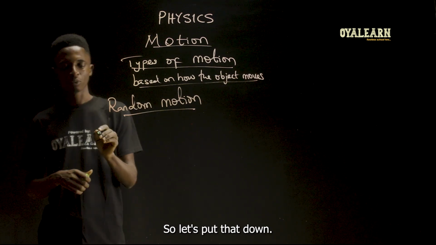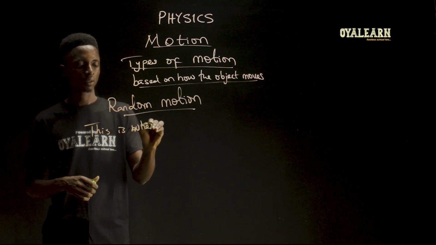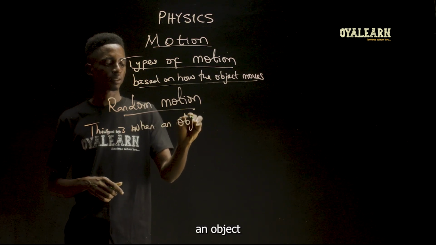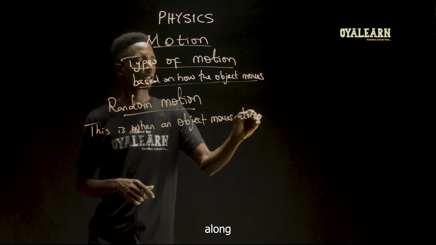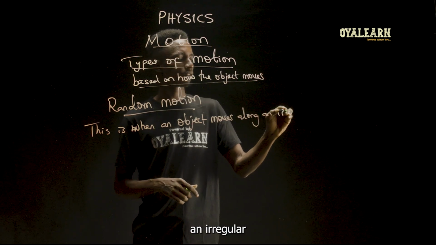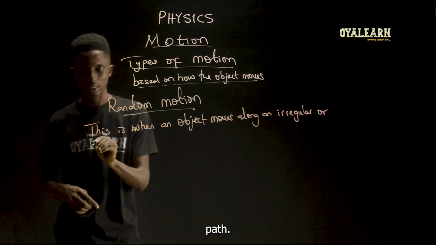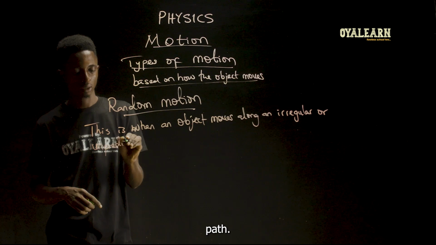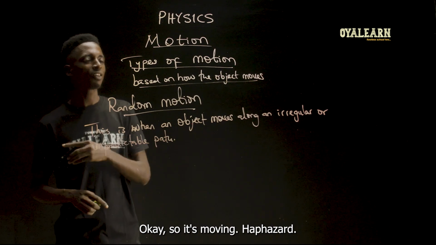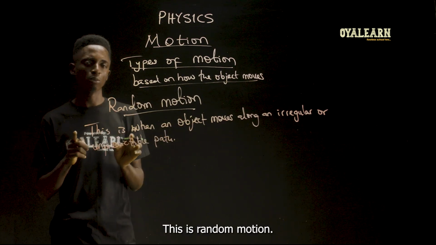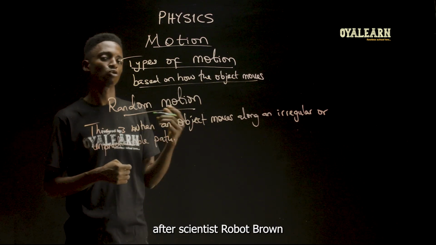So let's put that down. This is when an object moves along an irregular or unpredictable path. Okay, so it's moving haphazardly. This is random motion. Now, random motion is often called the Brownian motion after scientist Robert Brown.